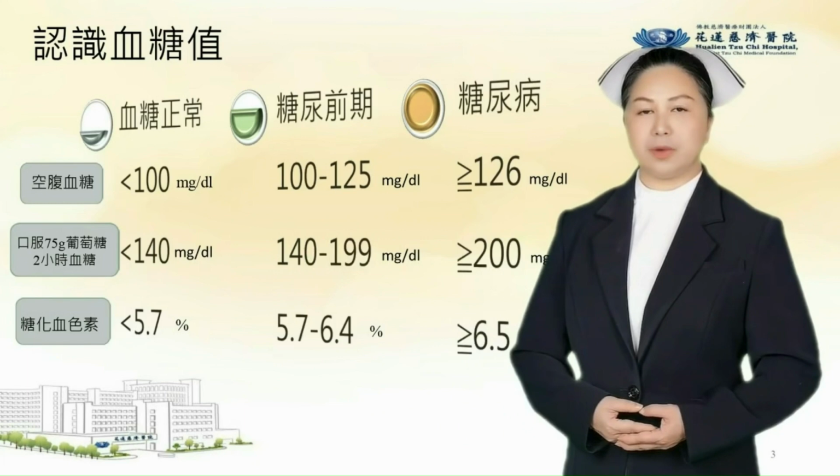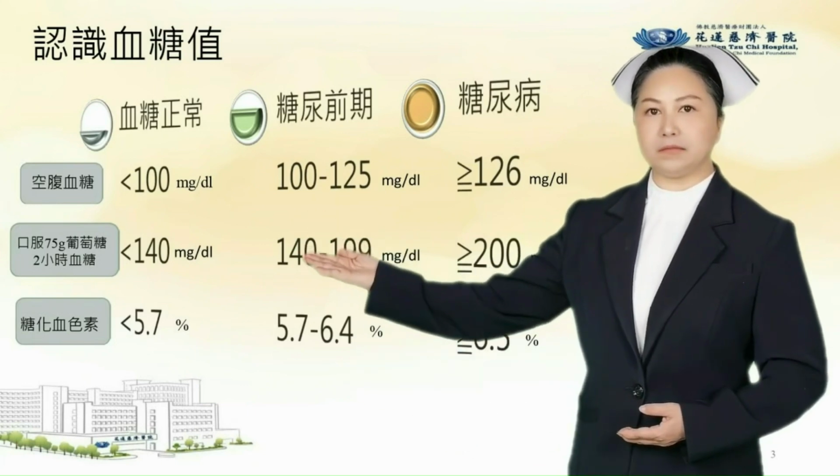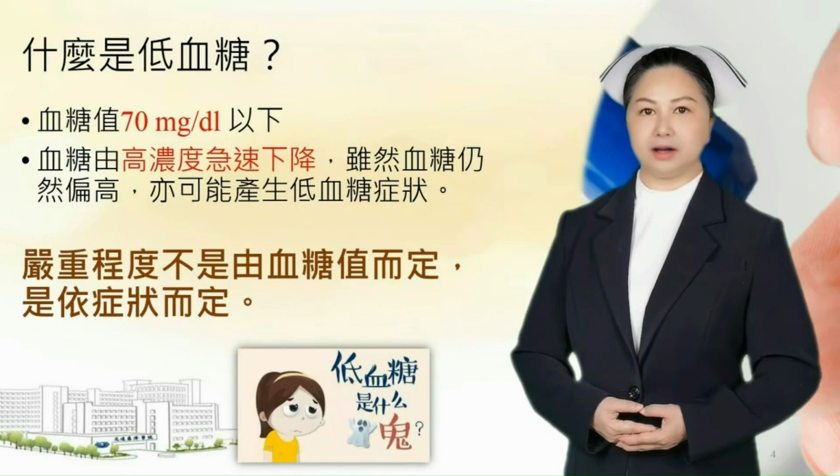If the diagnostic criteria for diabetes mellitus are met, fasting blood glucose is greater than or equal to 120. 2 hours after meals, blood sugar 200 or greater. Glycosylated hemoglobin greater than or equal to 6.5. What is hypoglycemia? Blood sugar values below 70.